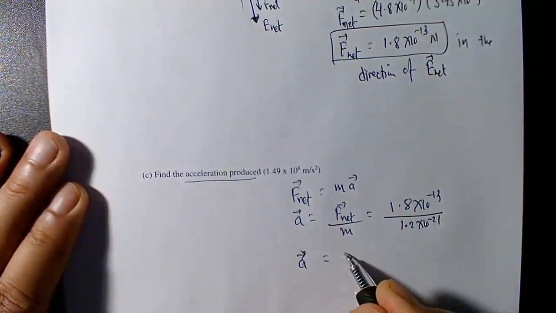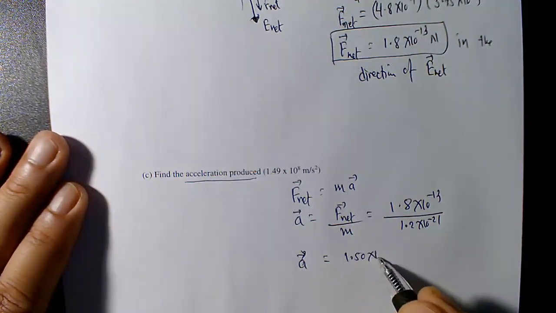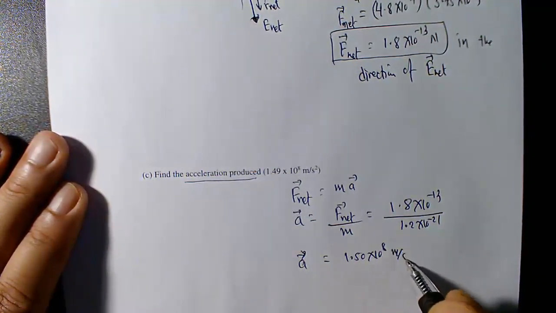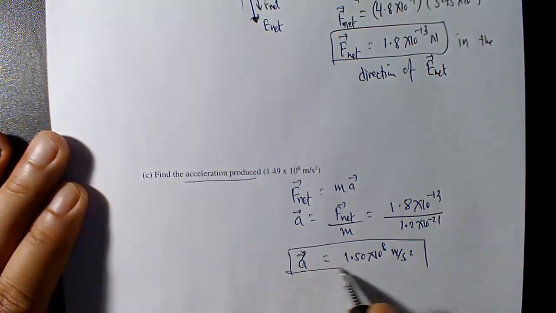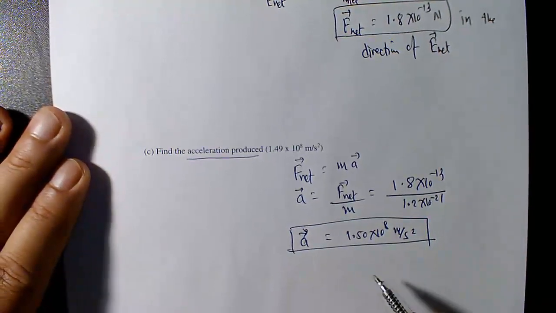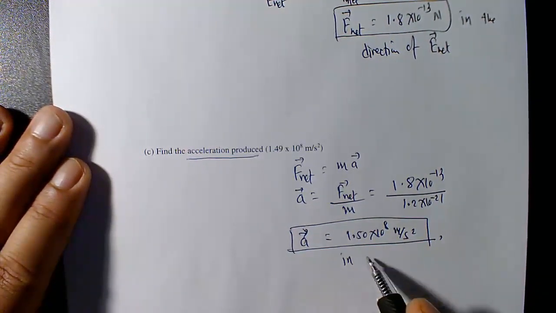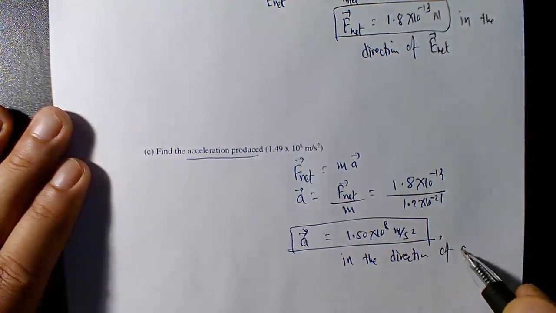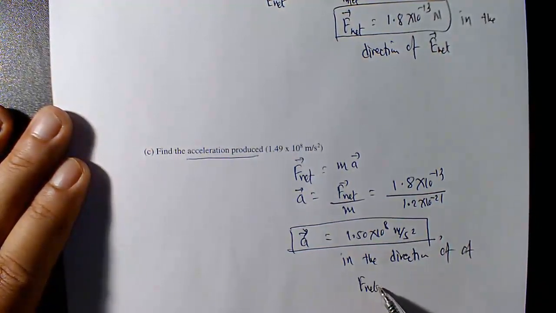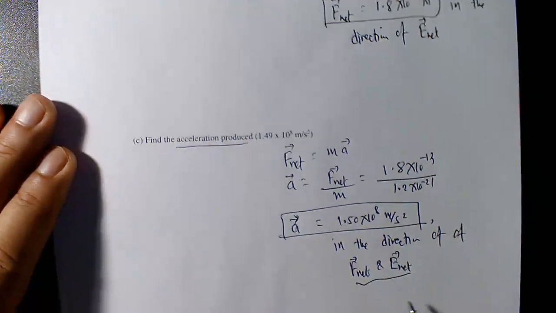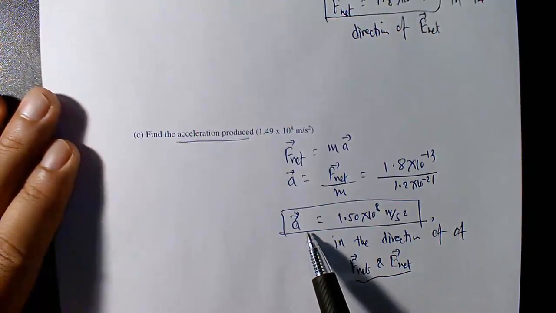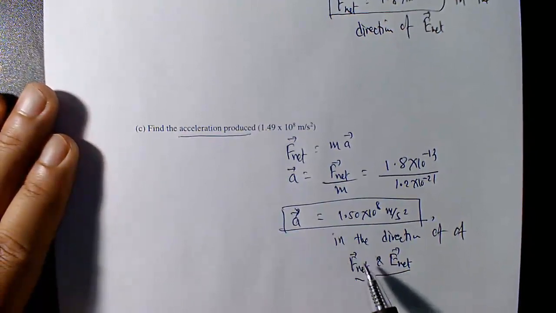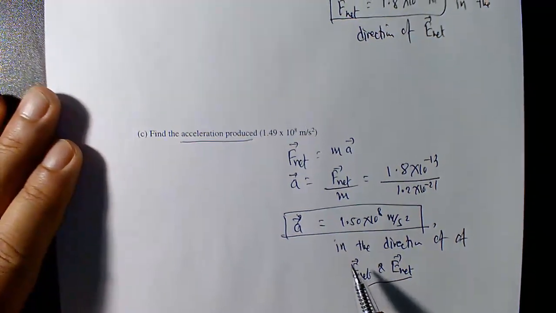It experiences very high acceleration, and that's not surprising because this test charge's mass is very small. Its direction is in the direction of the net field, because F net and E net are in the same direction. So acceleration must be in the same direction as the net force, from Newton's second law.